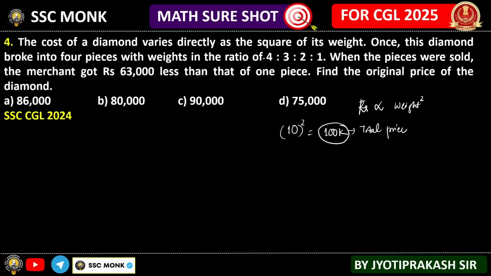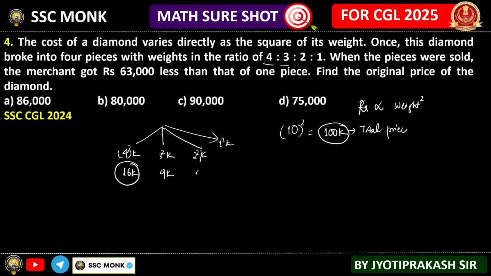Now what happened when it broke down into 4 parts? So 4 square K here. For the second part it is weight square. This is the weight. So I am doing what? Weight square into the constant value, because the constant value will always be the same. Now for 2 it is 2 square K. For 1 it is 1 square K. Simple. So the first diamond's price is 16K.